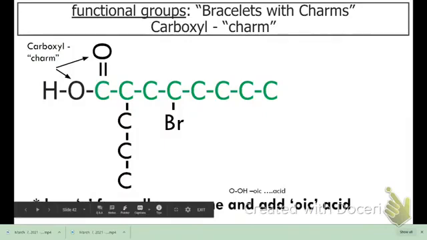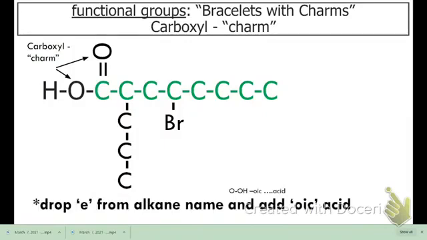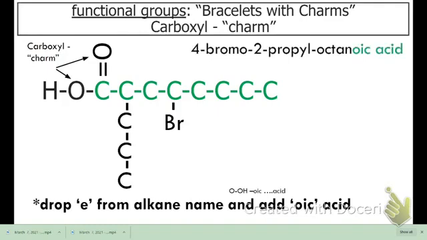Gotta give a second for that bottom to drop away. Dropping the E from the alkyne name, adding oic acid: 4-bromo, 2-propyl, octanoic acid. If you understood how it was deconstructed in order to get this name, you're doing just fine. Let's look at another one.